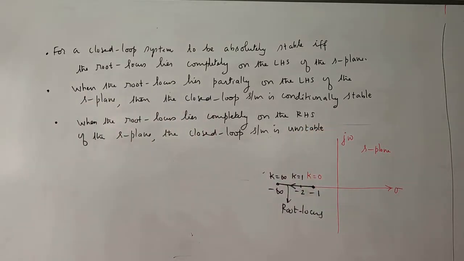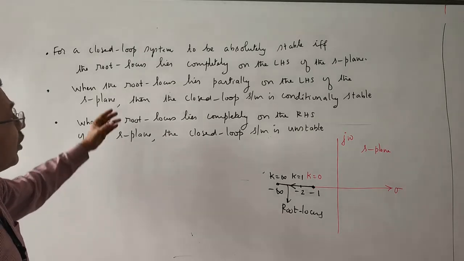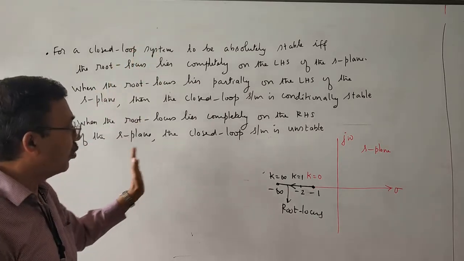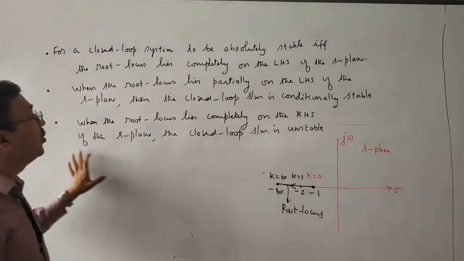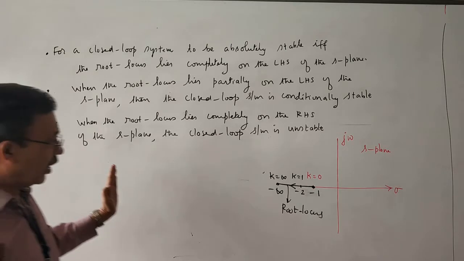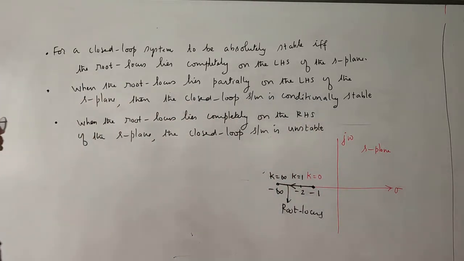So I again repeat. When the root locus lies completely on the left side, the system is absolutely stable, stable for all values of K. When the root locus lies partially to the left, the system is conditionally stable. That means stable for certain values of K. When the root locus lies completely on the right side of the S-plane, the system is always unstable. These aspects are written over here.